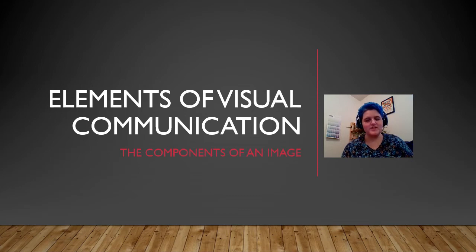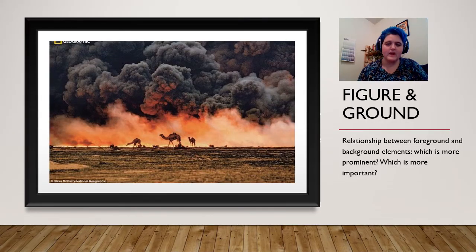Hi, today we're going to talk about the elements of visual communication, the components of an image, and some specific ones that we can pay attention to when we want to talk about how an image is making an argument and the things that are going on in an image. I'm going to talk about specifically 4 relationship pairs of elements, and I'm going to be using some National Geographic photos to help us think through these.